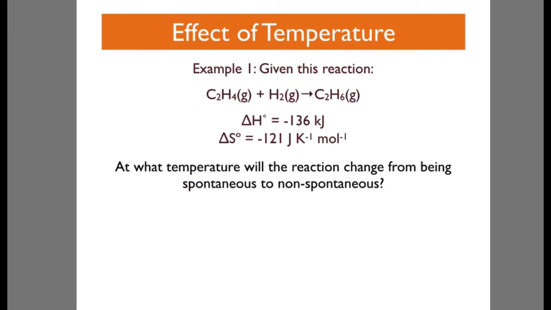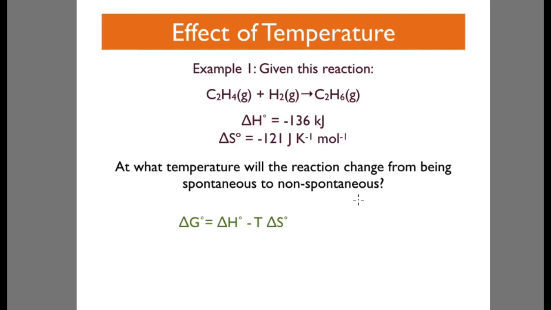Example 1. Given this reaction, C2H4 plus hydrogen gives ethane, and we're given both the change in enthalpy and change in entropy. At what temperature will the reaction change from being spontaneous to non-spontaneous? It might seem a bit tricky, but it's very straightforward.